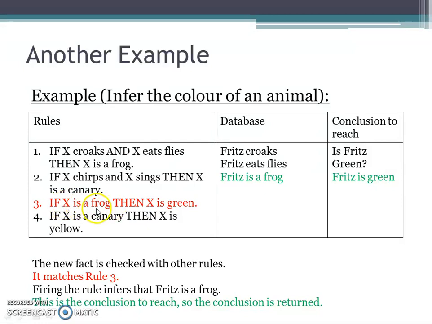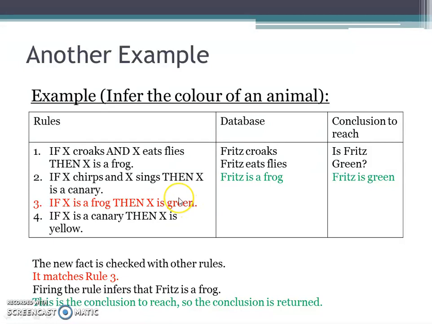Right, so this condition of rule 3 matches the new fact, Freeze is a frog. So therefore, this rule is triggered, and when it fires, we get a new fact, which is that X is green, and because X is Freeze in our case, Freeze is green.